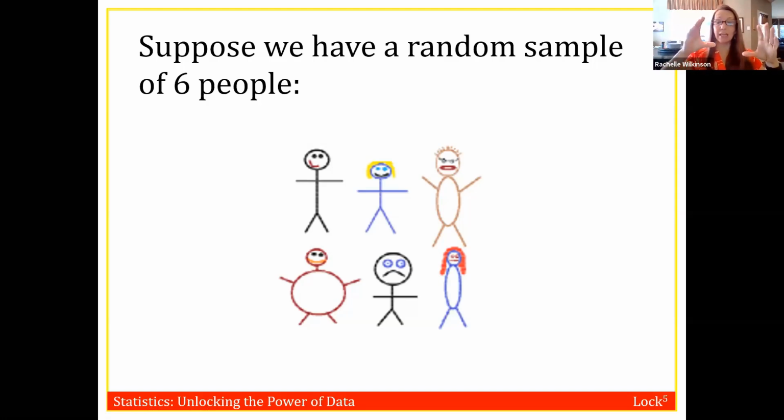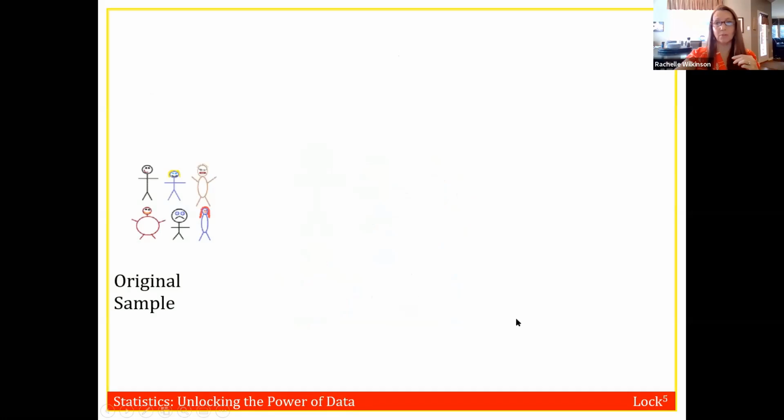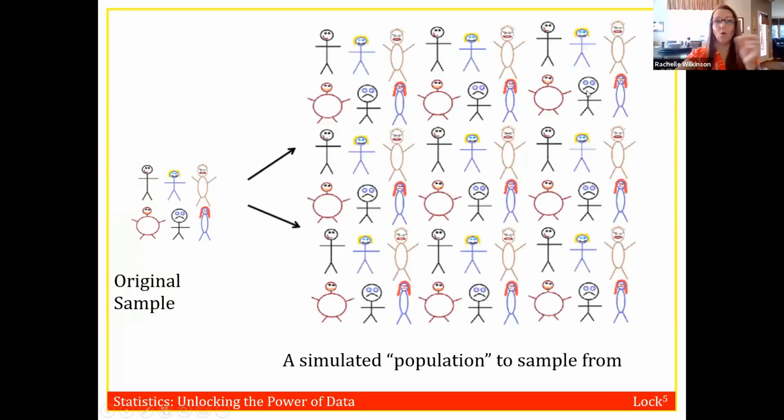And if that's the case, then the population might just look like lots and lots of copies of my sample. So here's a whole bunch of copies put together of my sample. I've just taken my sample and copied it a whole bunch of times. Now if I have all these copies of my sample, this is like a simulated population.